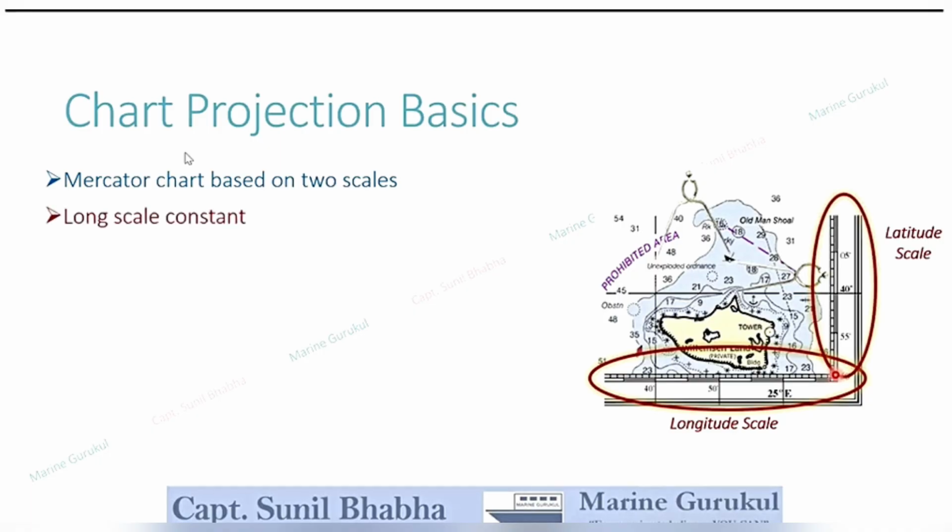Now both these scales, the latitude scale and the longitude scale, are different from each other. These scales are not the same. By different, we mean that 1 minute of longitude will not be equal to 1 minute of latitude. The length of 1 minute of longitude or 1 degree of longitude will be different from the length of 1 minute of latitude or 1 degree of latitude.